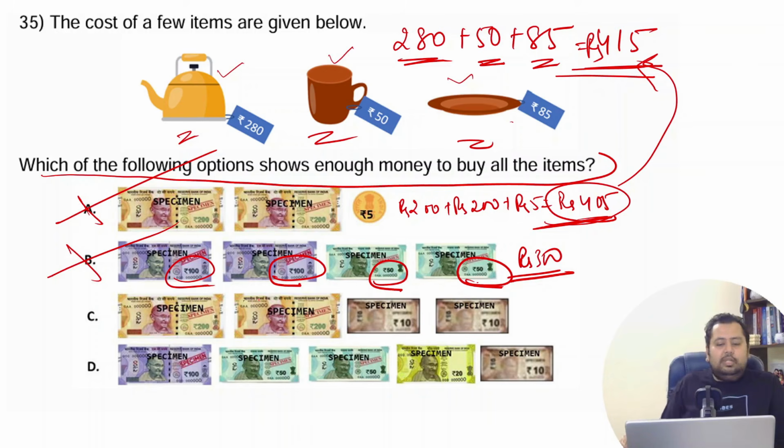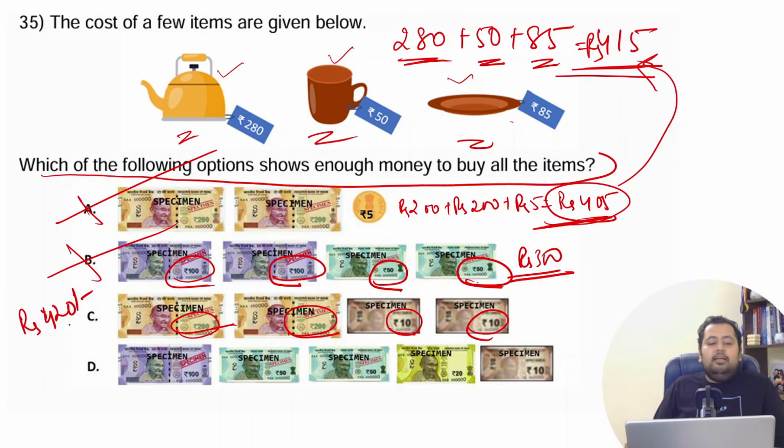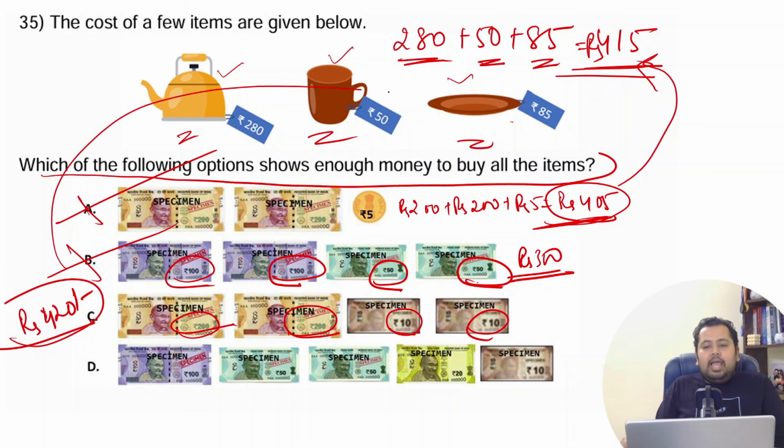Let's now go to option number C. So you have rupees 200 plus rupees 200 is rupees 400, plus 10 is 410, plus 10 is rupees 420. So option number C shows rupees 420. With rupees 420, can you buy items worth 415? Yes, you can, right? You need a number that is either 415 or more than 415. So with 420, you'll be able to buy. That is why option number C is the correct answer.